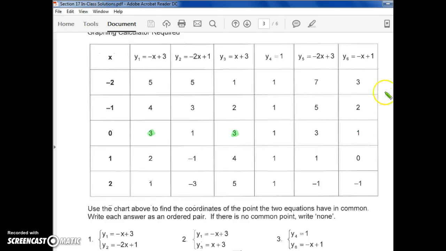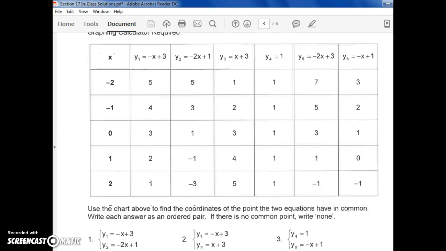And number 3 is the same type of thing. We're looking at y sub 4 and y sub 6. What's interesting about y sub 4 is it's a constant function, so the output is always 1. And here we're just basically looking for where the output is 1. And that's when x is 0. So we have 0, 1 as our solution.